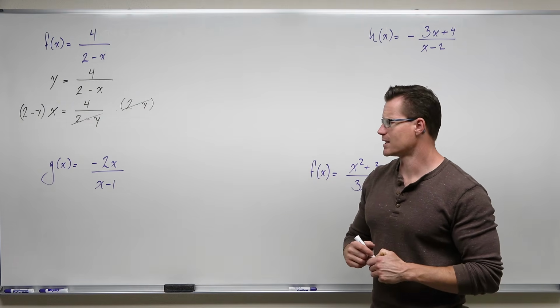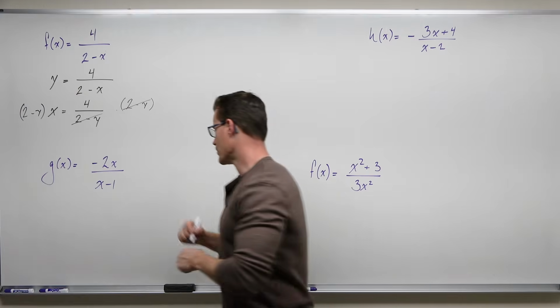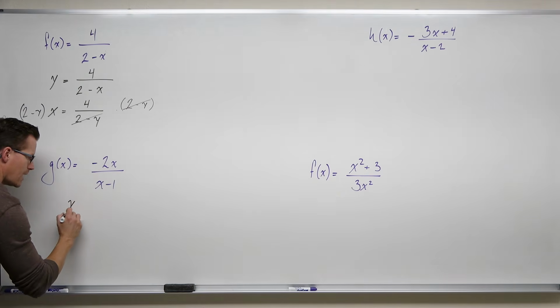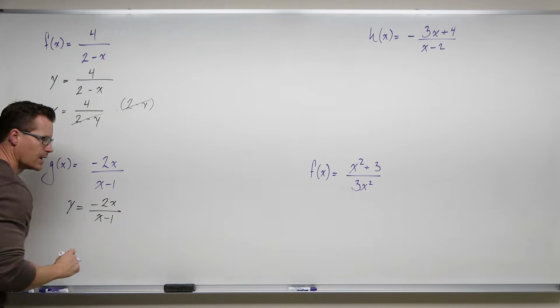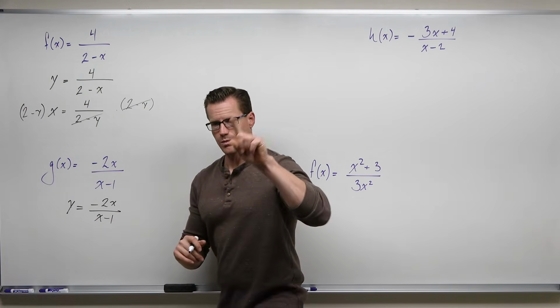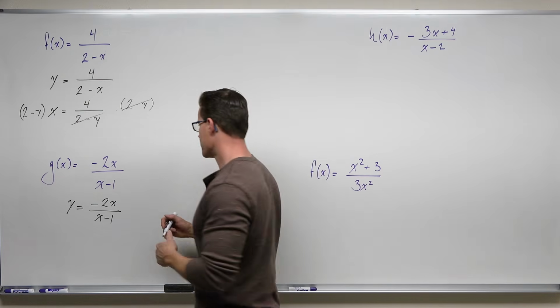All right, so let's try g of x. So g of x equals -2x over x minus 1. We're going to get right after it. We're going to try to find the inverse. So let's replace our g with y. Every place we see y, which is only one place, we're going to change that into an x. Every place we see an x, we're going to change that into a y.